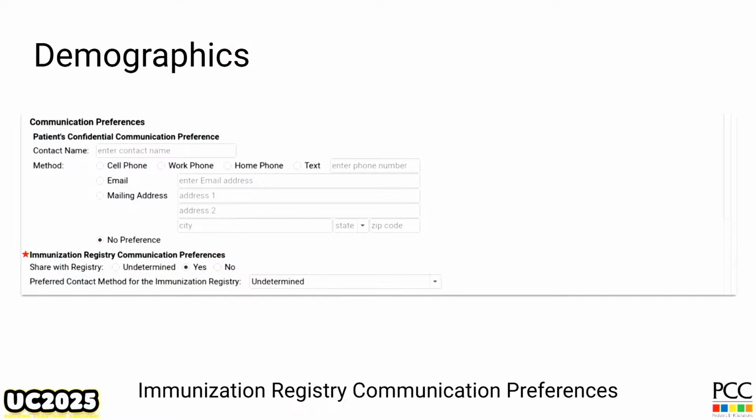Then underneath there, and it's not there for everybody because some states don't care, but you can select a preferred way to reach out. So if the registry's like, we need to reach out to everybody who's had this lot number or something, they want to know how that patient prefers to be contacted, and that goes over as well.